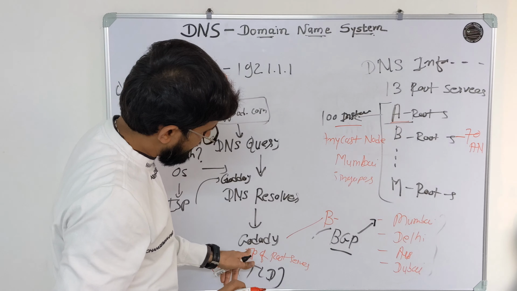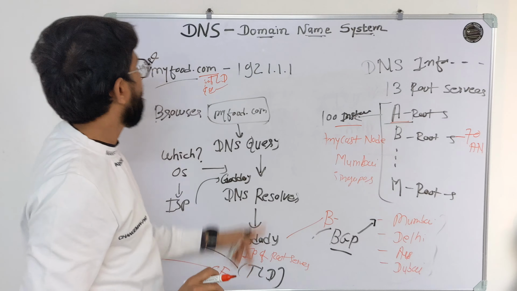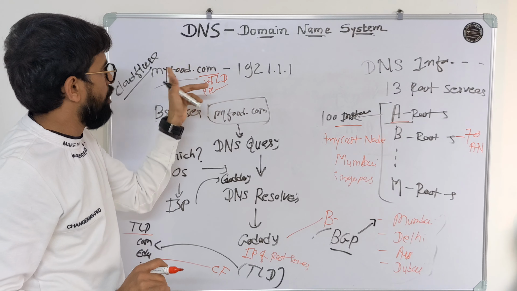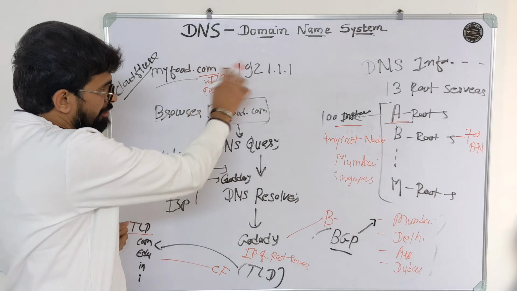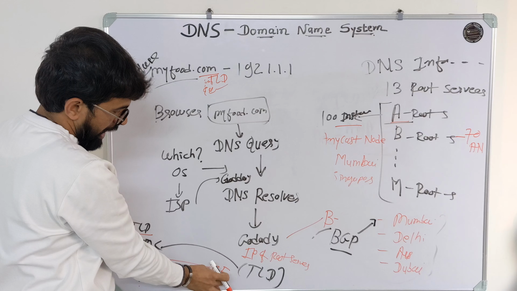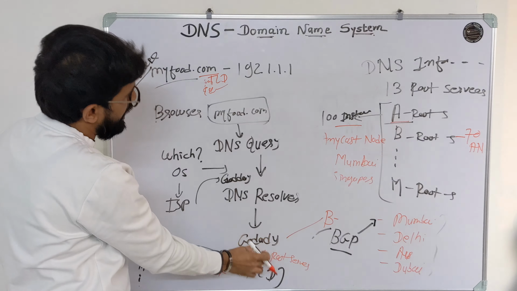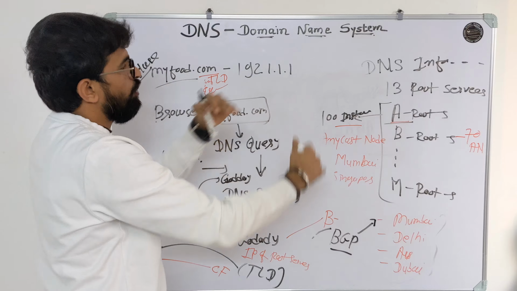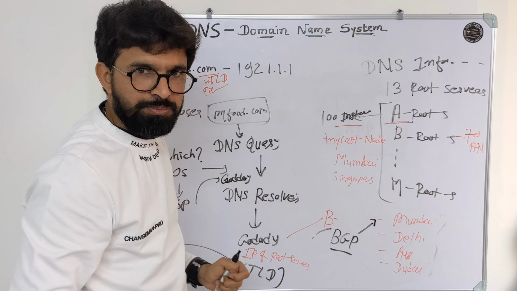Now this GoDaddy resolver will go to Cloudflare. It will ask, "Hey, I want the IP address of this domain, myfood.com." Cloudflare will return the domain's IP address to GoDaddy. GoDaddy will return it to the browser. The browser will use this IP address to communicate the rest of the way.